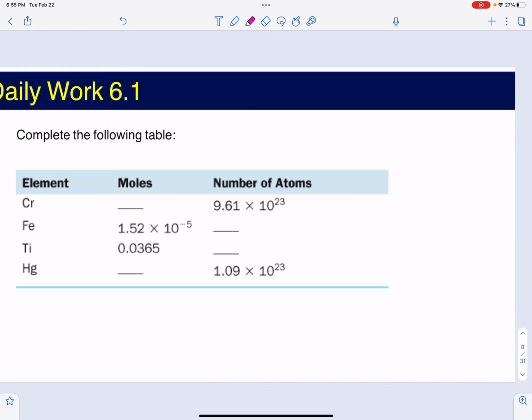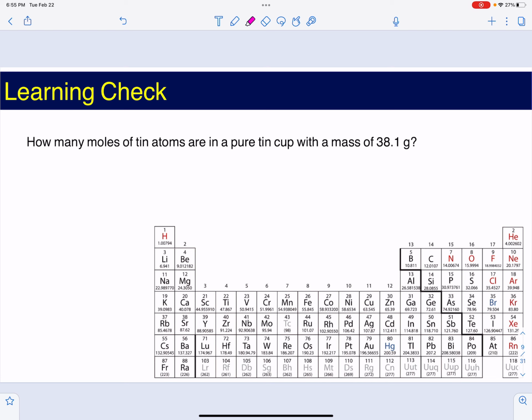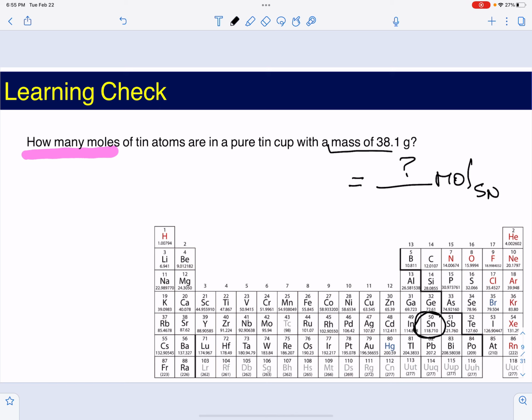Moving forward. Now let's do this. Now we're going to look for how many moles. So we're still looking for moles, so good. So I know how to do that. That's what I'm looking for, of tin, Sn. So we're talking about this one here, tin. And now we're given the mass.